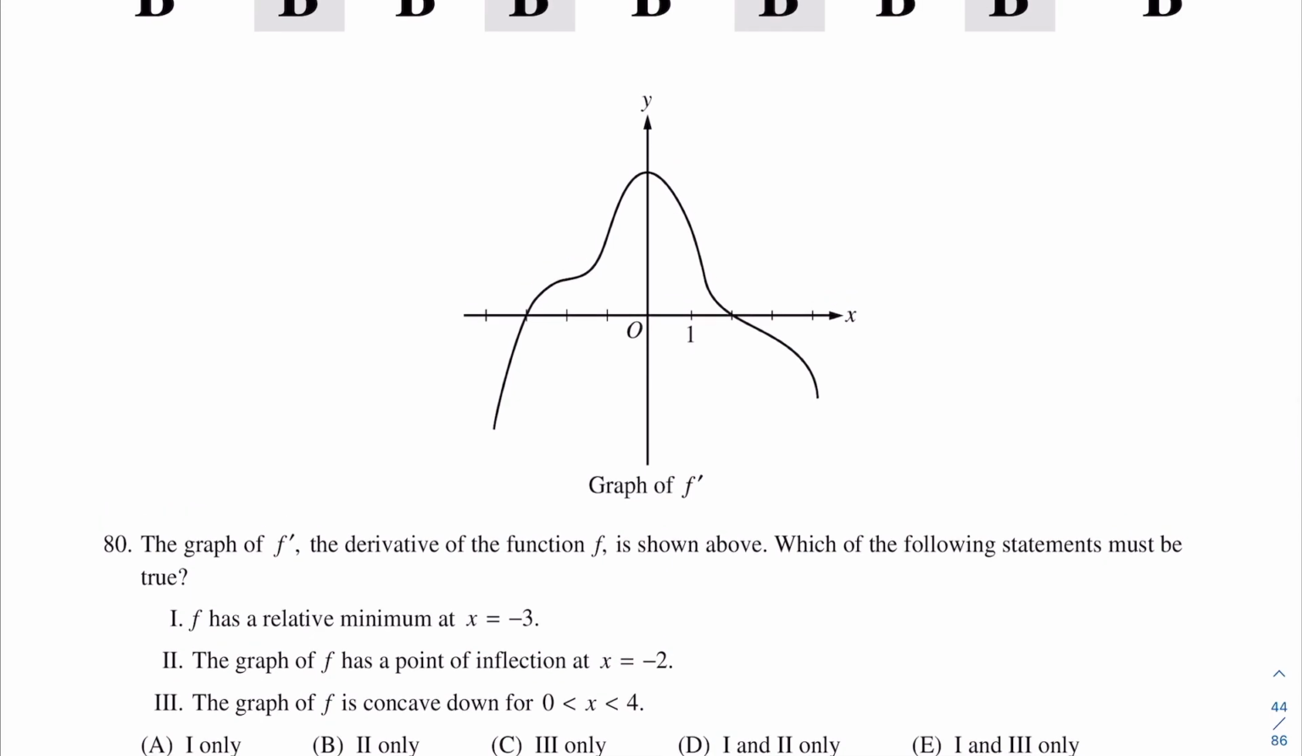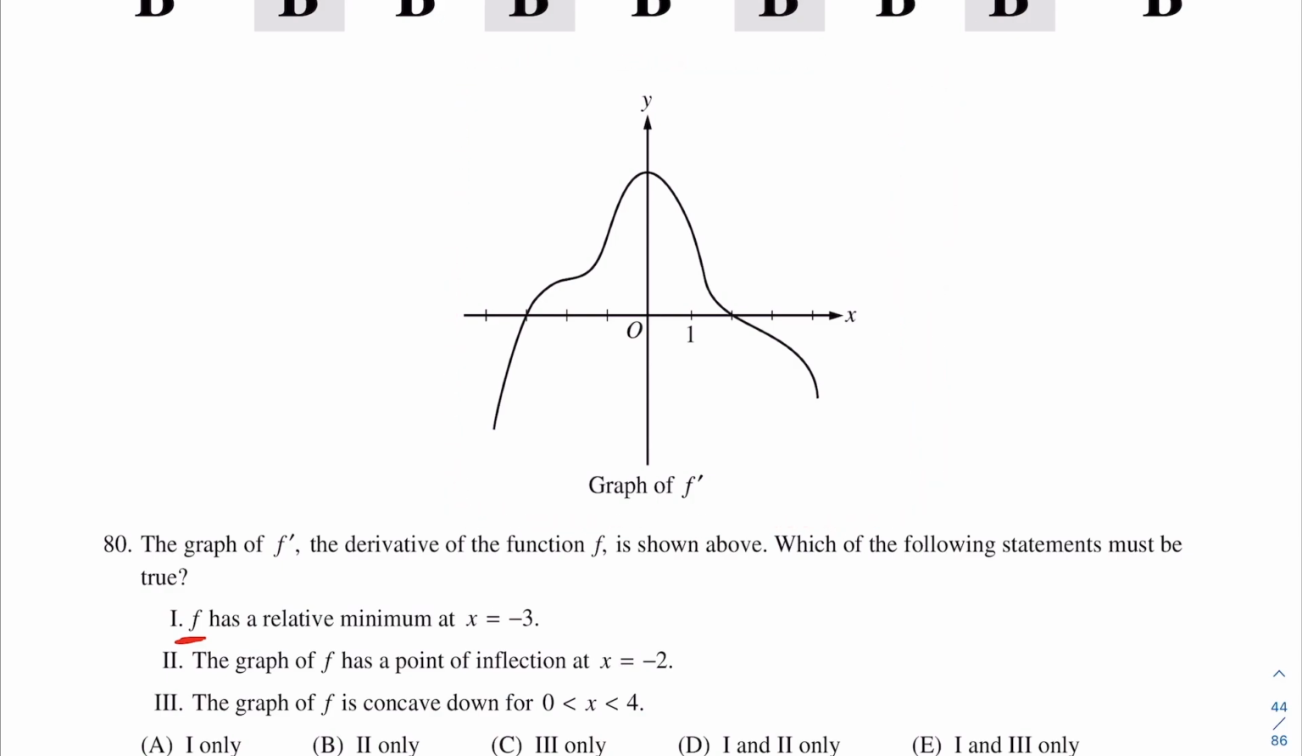All right, question 80. The graph of f prime, shown above, the derivative of the function f, which of the following statements must be true? Okay, so they're given three statements. The first one says f has a relative minimum at x equals -3. So it's talking about f, which is the integral of our function f prime.